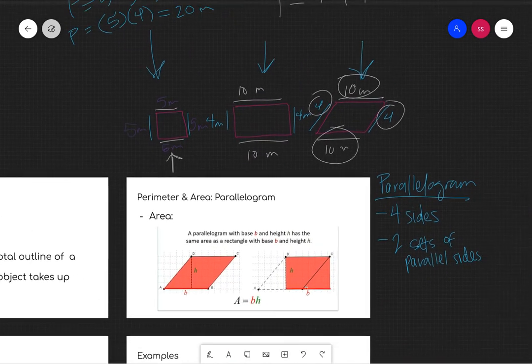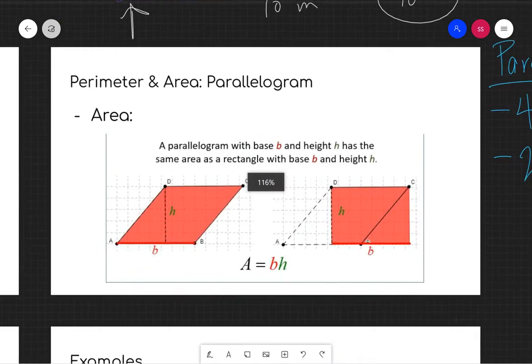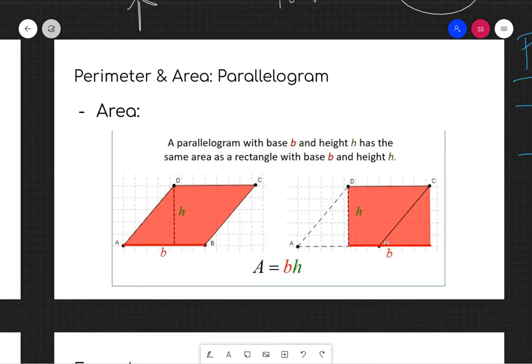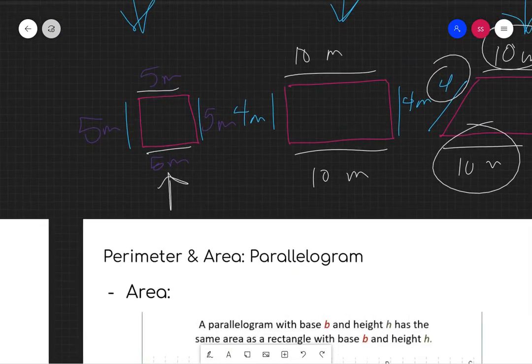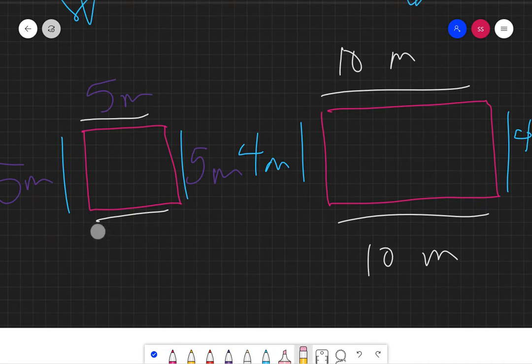Okay, area though. Area again is the space a shape takes up, essentially. So we all should know by now the area of just a regular square or a regular rectangle, right? And the area of those, let me just get rid of some of this stuff here.